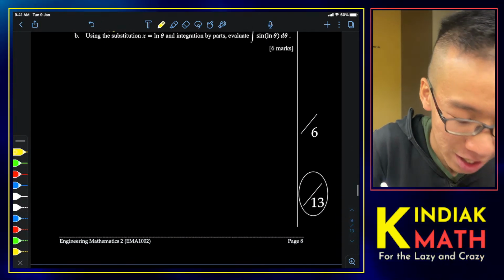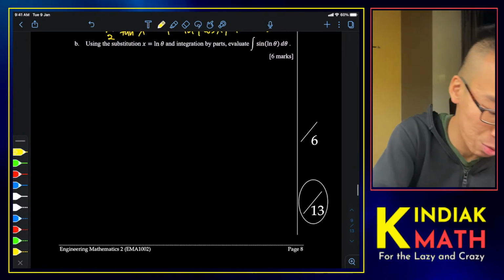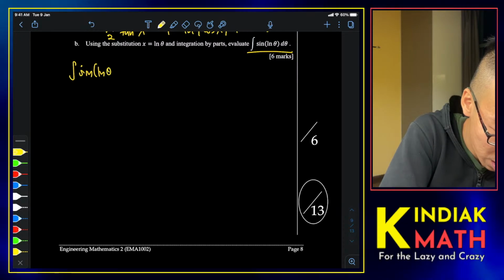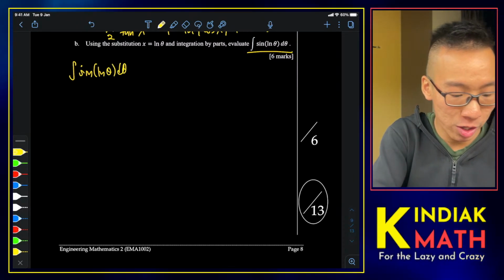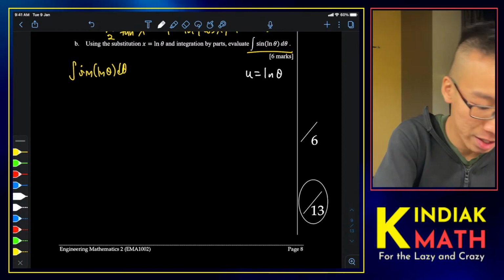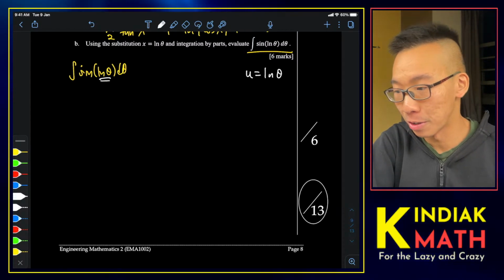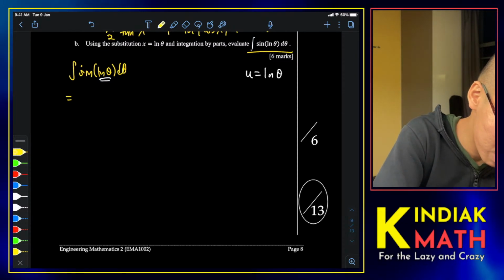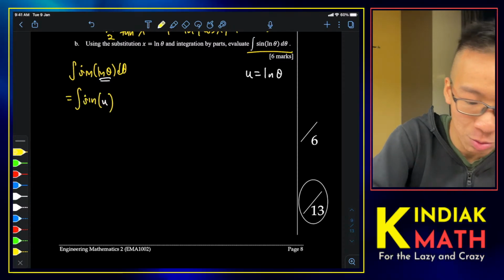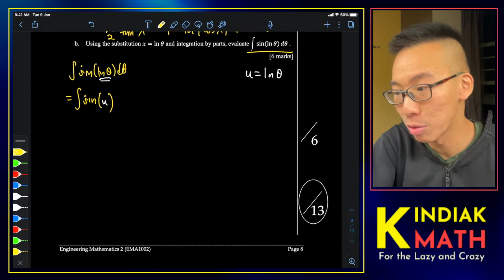So this question here asks us to evaluate this integral. Let's write that down over here. And we want to use this substitution u equals ln of theta. Right, so this guy will become a u later on. Right? In fact, we can just plug that in. But now we need to work with the theta. Now, how do we do that?